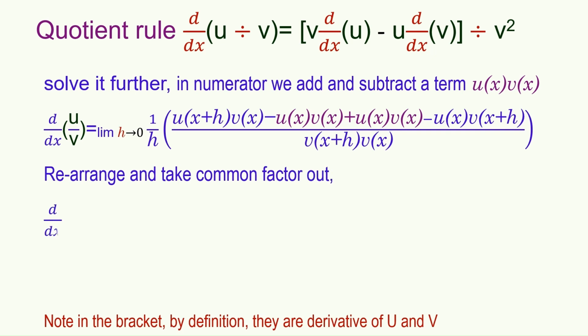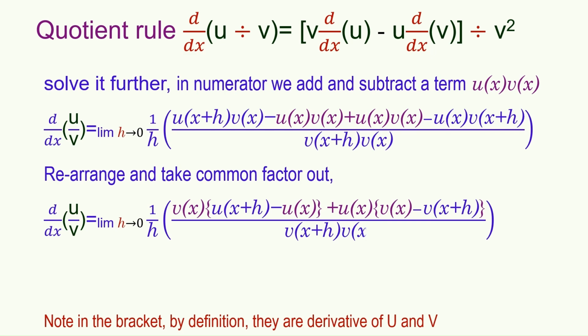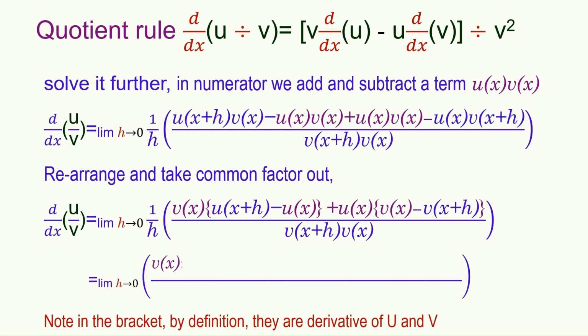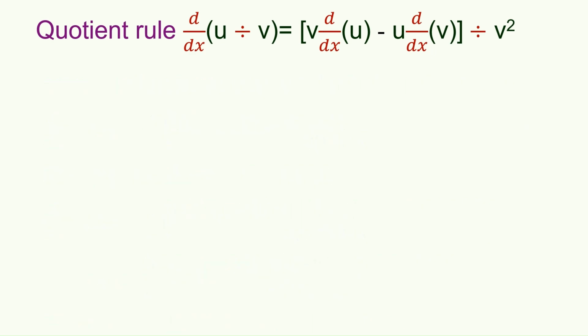Rearrange and take the common factor out. d/dx of u divided by v equals limit h tends to 0 of 1 divided by h, in bracket, [v(x) times (u(x+h) minus u(x)) plus u(x) times (v(x) minus v(x+h))] divided by v(x+h) times v(x), equals limit h tends to 0 of in bracket, v(x) times 1/h [u(x+h) minus u(x)] minus u(x) times 1/h [v(x+h) minus v(x)], divided by v(x+h) times v(x). Note in the bracket, by definition, they are the derivatives of u and v.